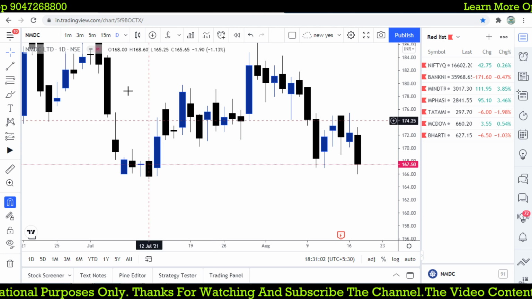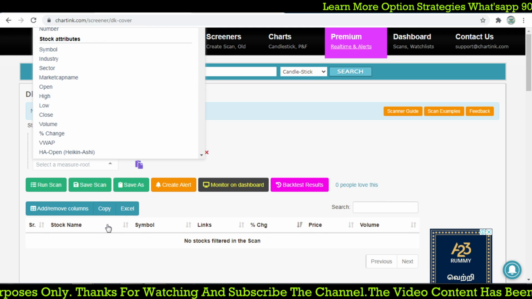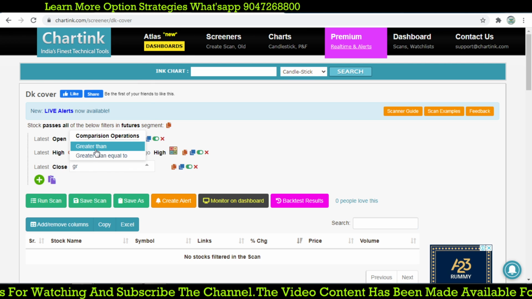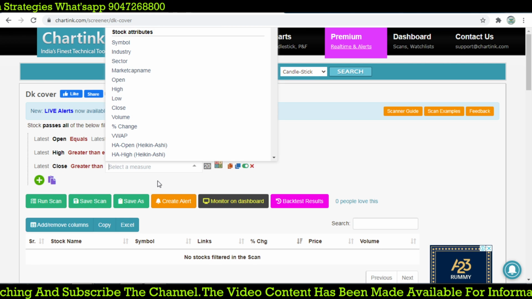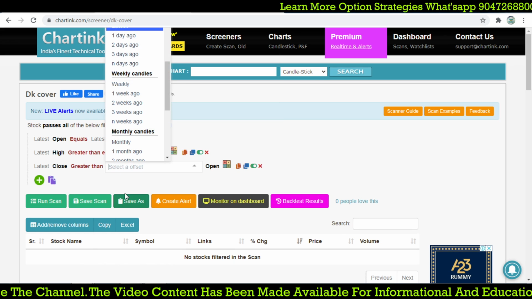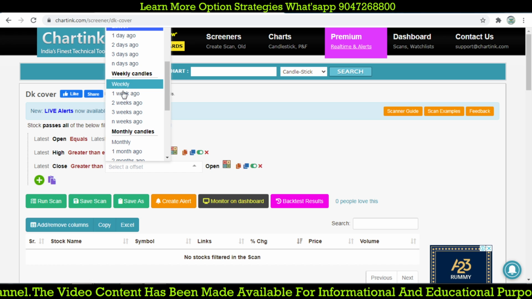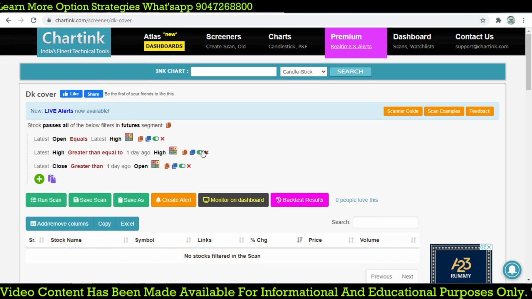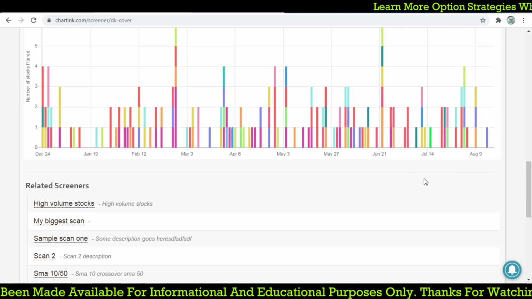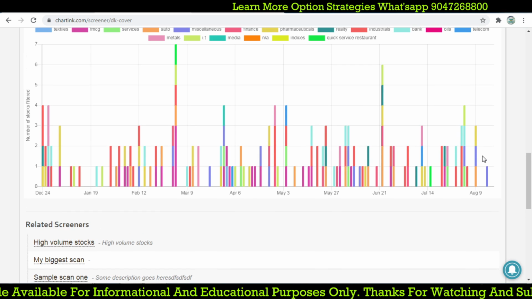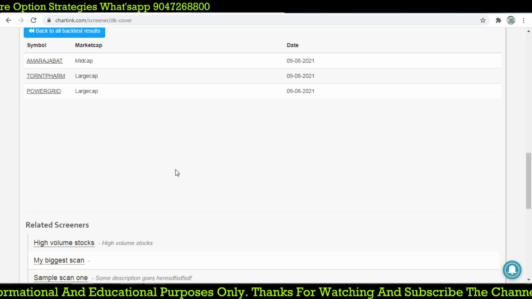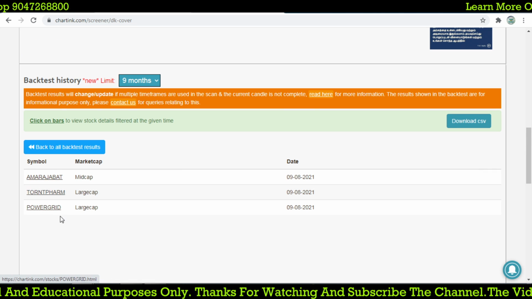So let's code it right now: the latest close price is greater than the open of the previous day, because the previous day should be the green candle, right? One day ago open. If you scan right now, we filter out a lot of stocks. We got some on August 9: Amara Raja Batteries, Torrent Pharma and Power Grid.